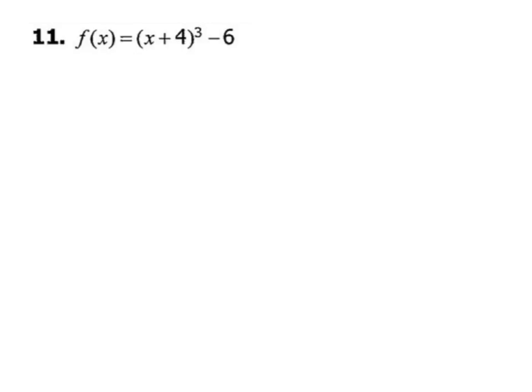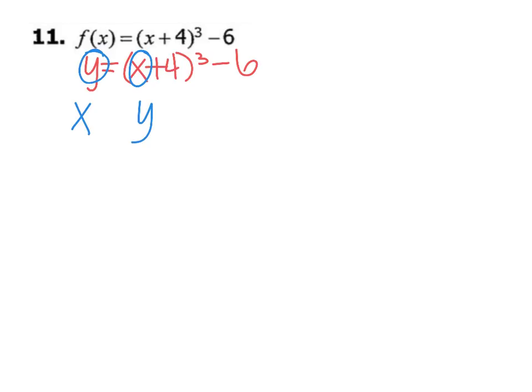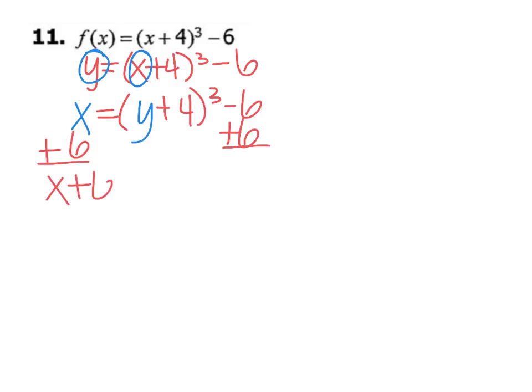All right, number 11. First step, replace f of x with y. So we've got y equals x plus 4 to the third power minus 6. Then we want to switch our x and y. Rewrite the rest of the equation exactly how it is. Now our goal is to solve for y. Get y by itself. So add 6 to both sides.